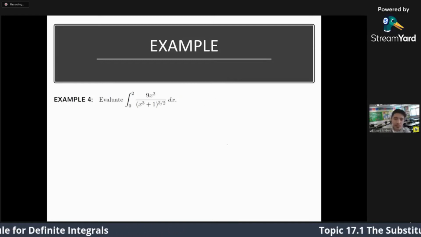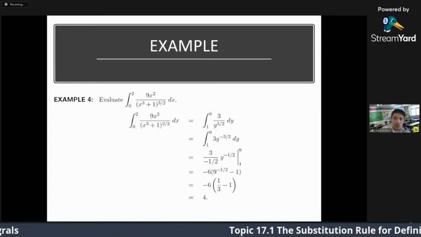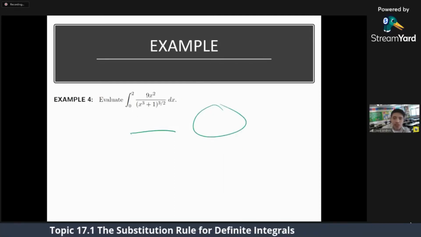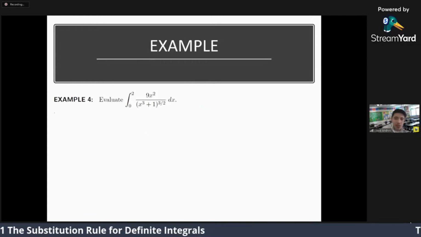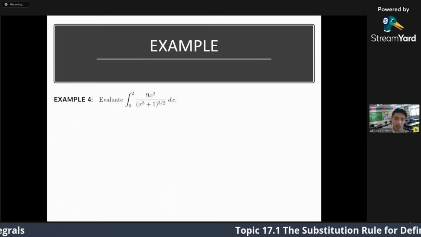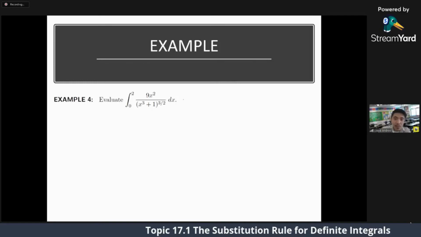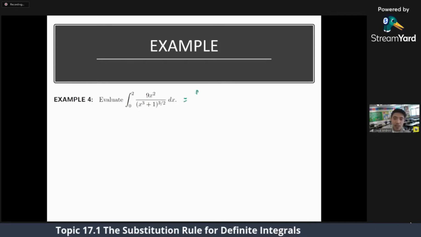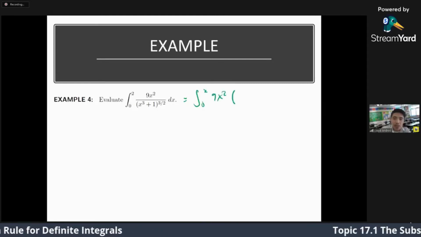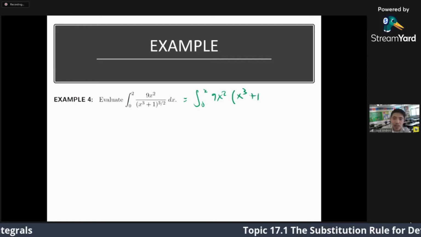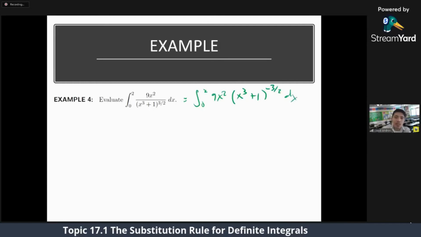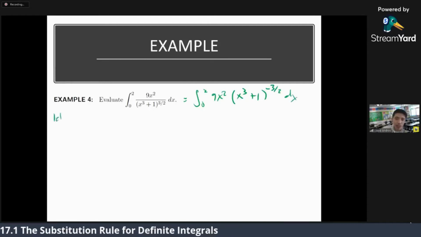This one. So how did it become like this from here? Again, we need to present the substitution. So this can be expressed as the integral from 0 to 2 of 9x squared, times x cubed plus 1 raised to negative 3/2 dx. So from that, we let y equal x cubed plus 1.